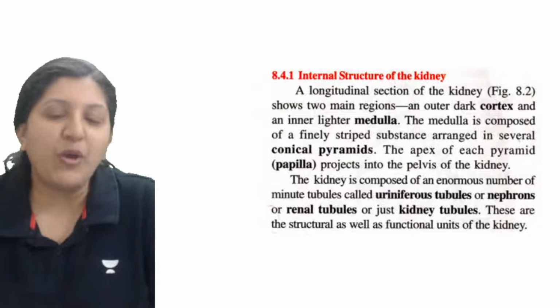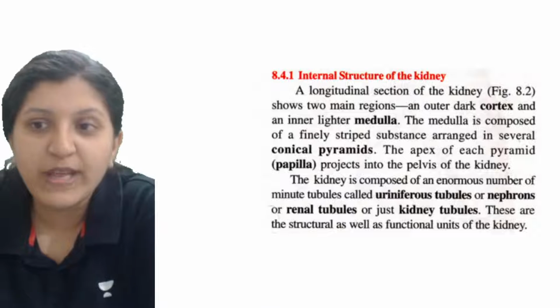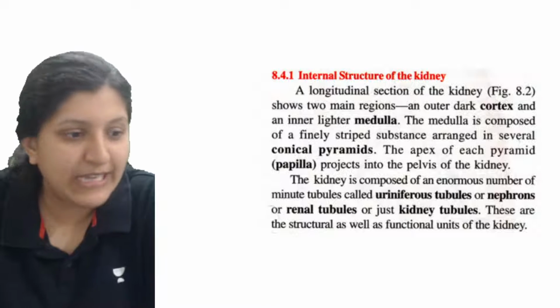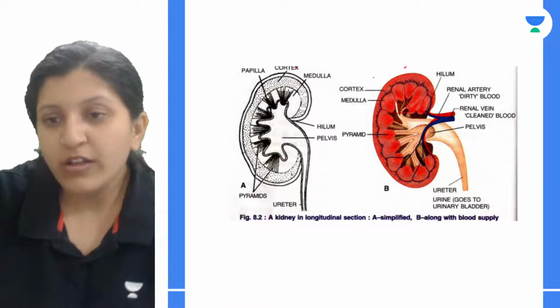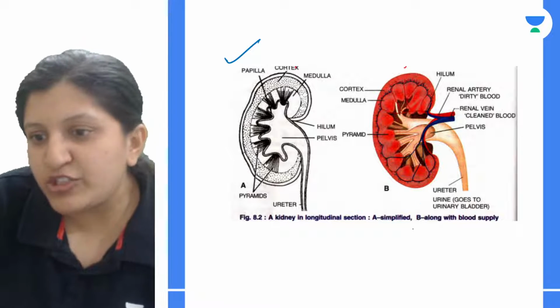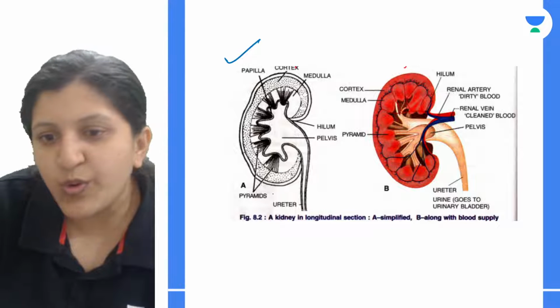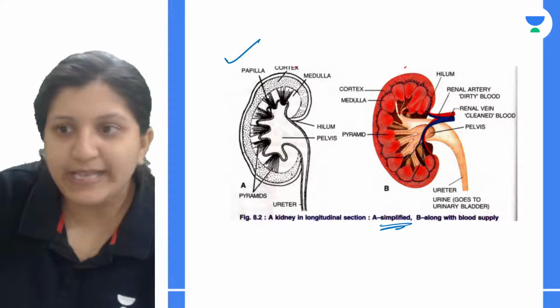We already discussed the structure of nephron, but the internal structure of kidney I haven't discussed, so we'll just have a look at this. This is the structure that you need to draw. Okay, so they have mentioned here, along with the blood supply, A is given a simplified one, and this is with blood supply that they have shown.